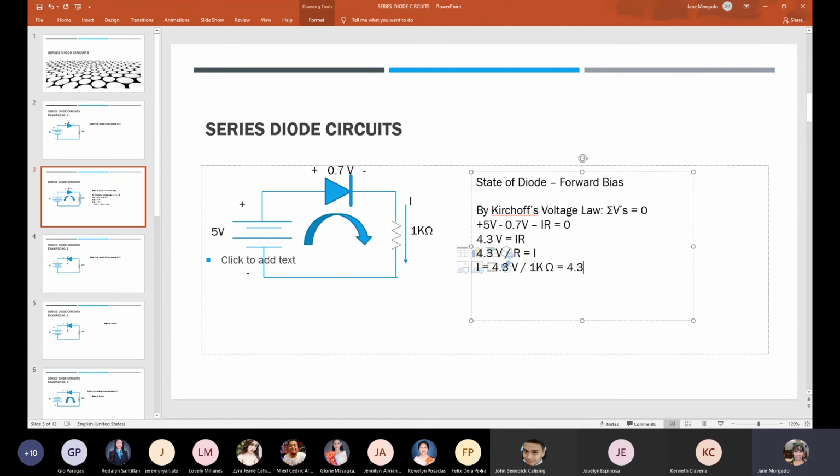Ang notation dyan is milliampere. Kilo is 1 times 10 to the 3. Tama? Pag milli, 1 times 10 to the negative 3. Okay? So, magre-review kayo ng mga scientific notation. Mga giga, kilo, yan. Pag mga engineering naman, more on, divisible siya by 3. Okay, nakuha nyo ba? Nakuha nyo class?